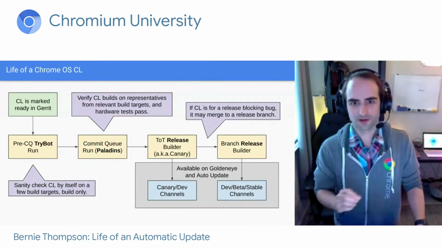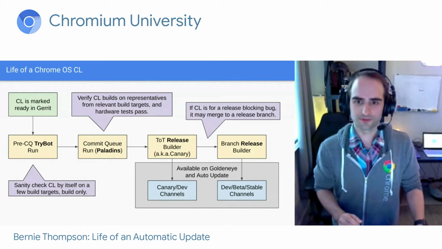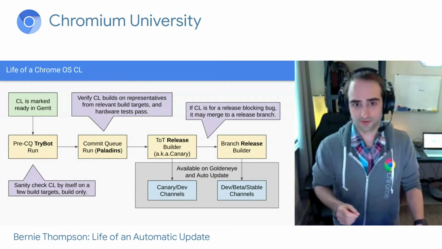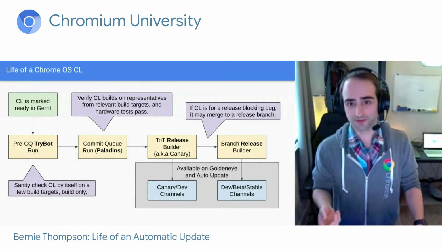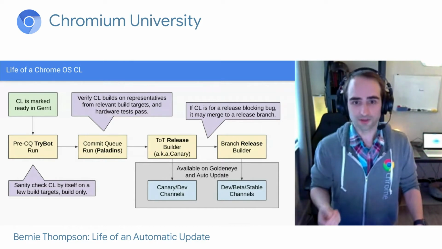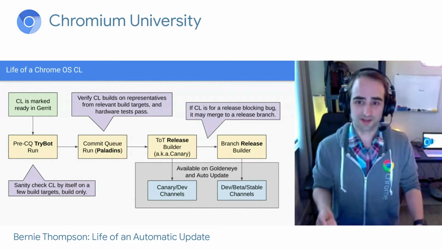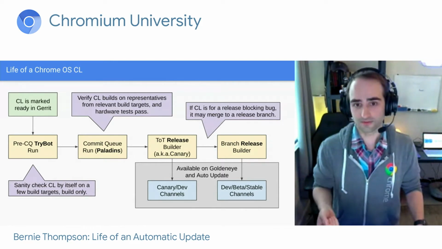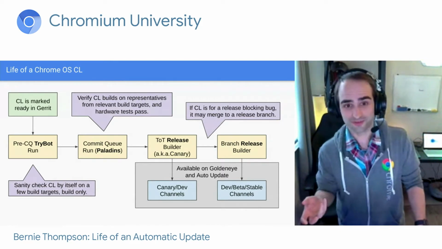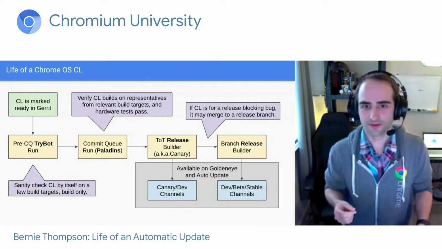Now, let's walk through the steps the CL goes through to land. First, it is marked ready, like we discussed previously. Then it is handed off to the commit queue. If you have a CL on Gerrit, you can see the commit bot making comments on the CL as it progresses. Usually this should come back positive, and the CL will be merged by the bot.